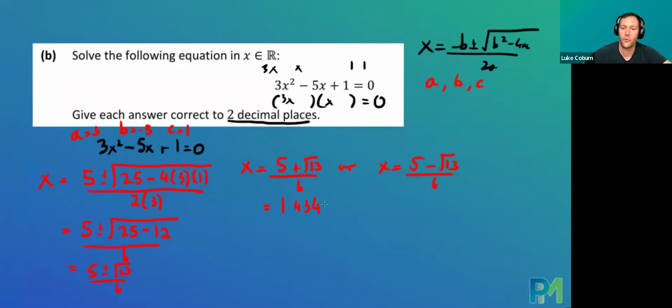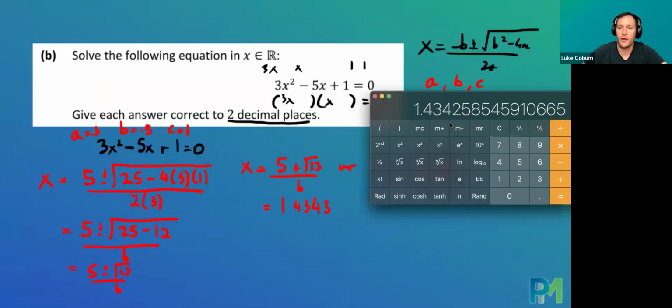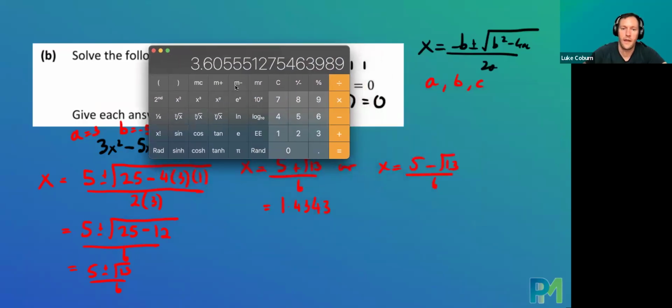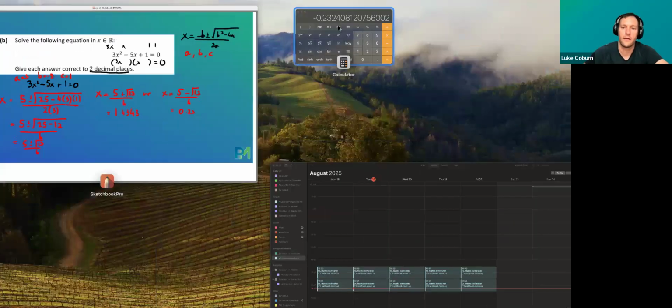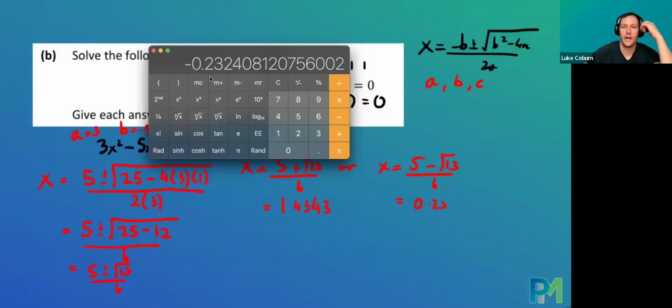I'm going to round it up. It was 425, so I'll just round it up. 1.44342. Now let me clear all that. Let me take the square root of 13 again. This is for the second one. This time I'm going to subtract the 5. And I know it's the other way around, but then we're going to divide that by 6. And we get this equal to 0.23 24.